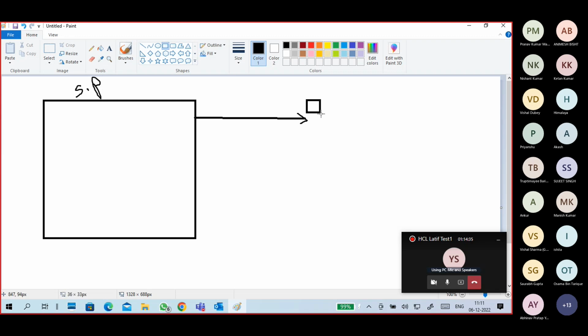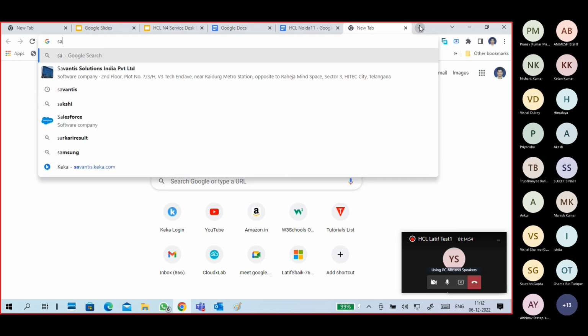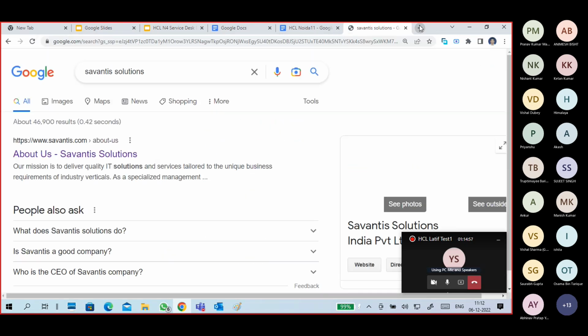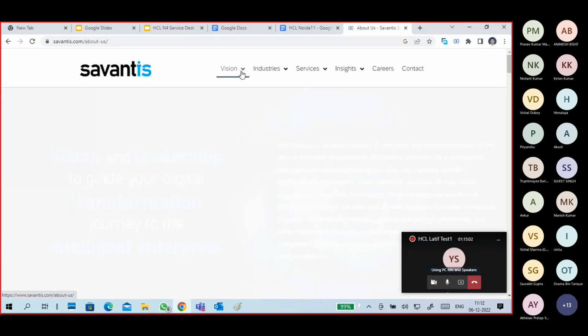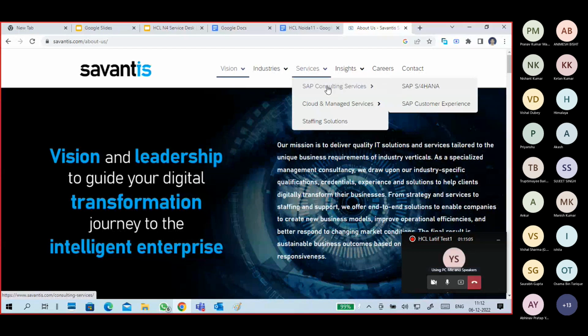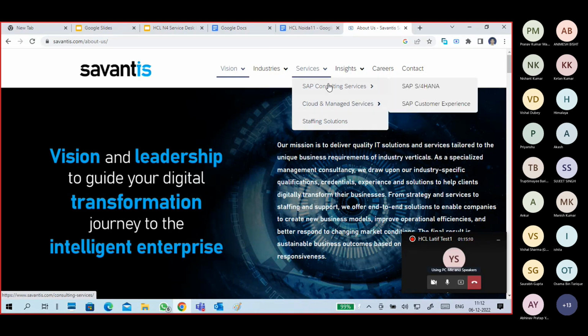And who is this customer? A customer can be an organization. For example, Savantis. Savantis provides different types of services to different kinds of customers. And our Savantis is basically SAP related. Okay, these are Savantis services: SAP consultancies, cloud management, staffing solutions. These are the services provided by Savantis.